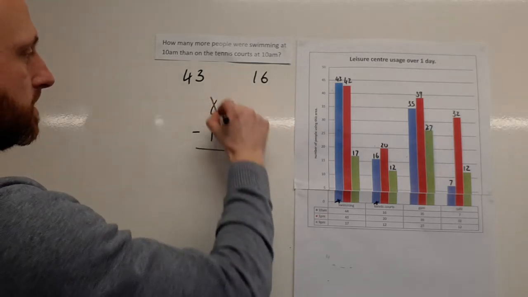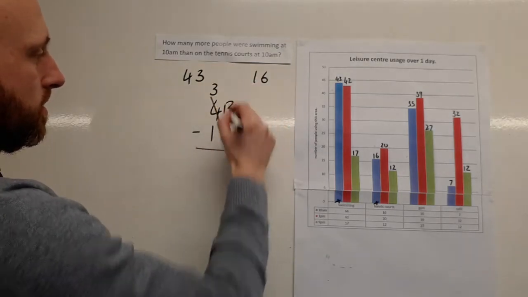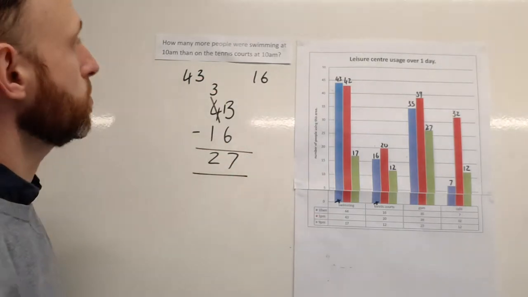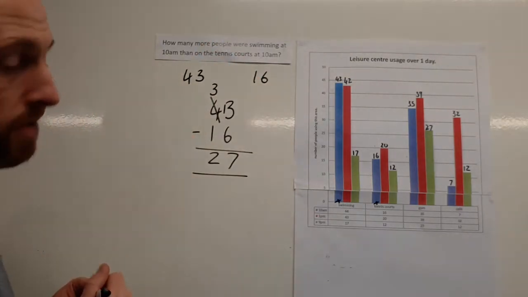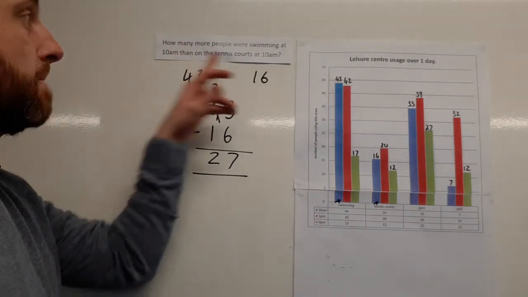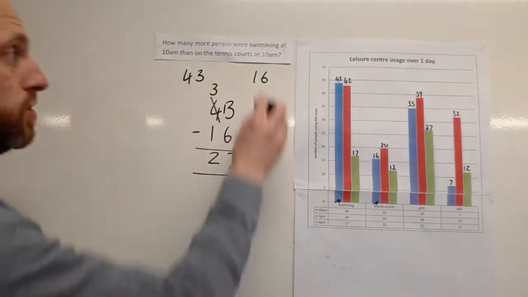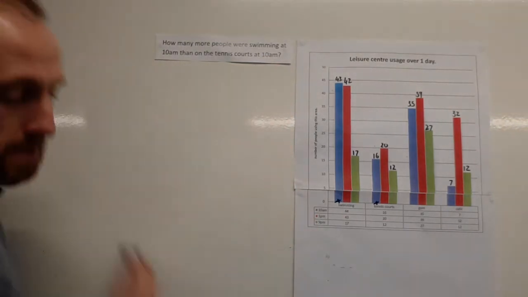3 subtract 6, I cannot do. 13 subtract 6 is 7. 3 subtract 1 is 2. So there were 27 more people using the swimming pool at 10 a.m. than were using the tennis courts at 10 a.m. So that's a difference question. We'll look at one more.